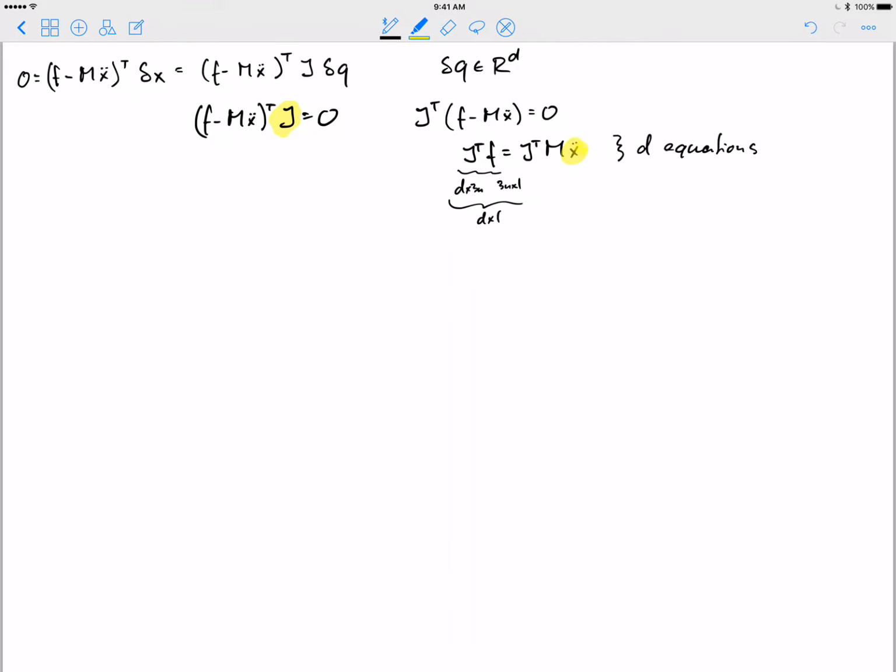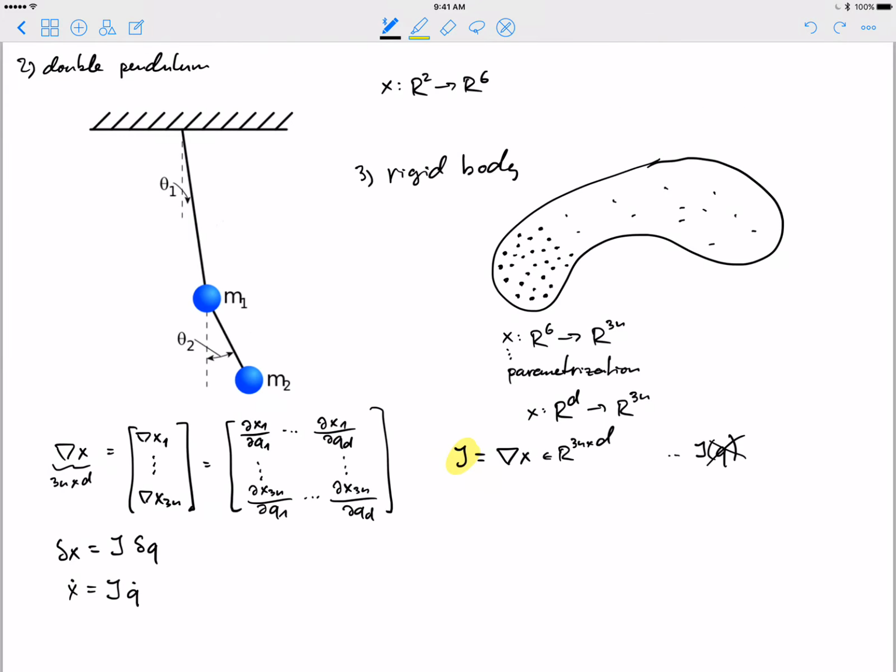But we are not quite done yet, because we still have this x here, and x still has 3n coordinates. We still don't want to be solving for all the 3n coordinates. So what we would like to do next is replace this x double dot with an expression that contains only the q. How do we do this? That's the second part of the derivation. We already know that x dot equals J q dot, which is what we had here.